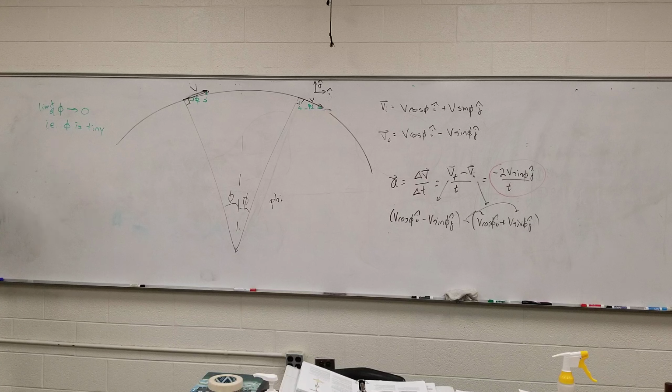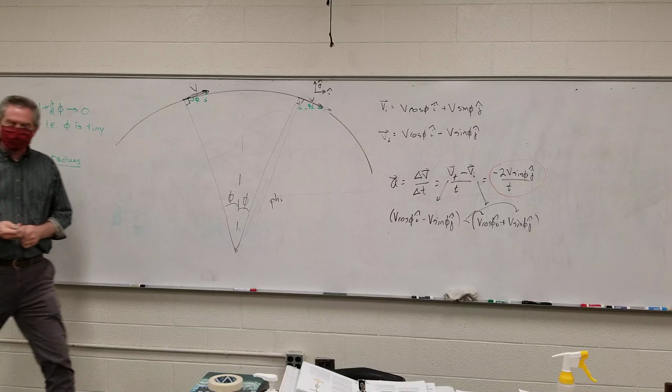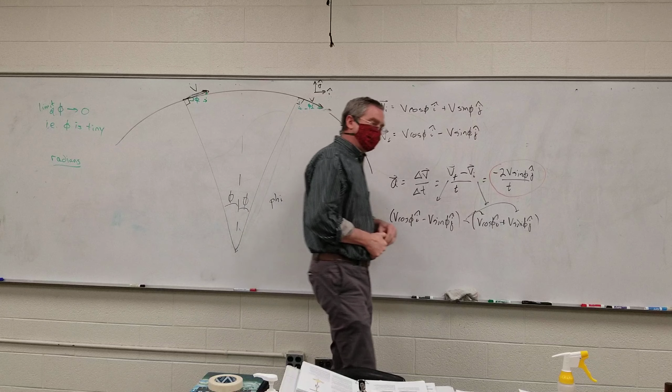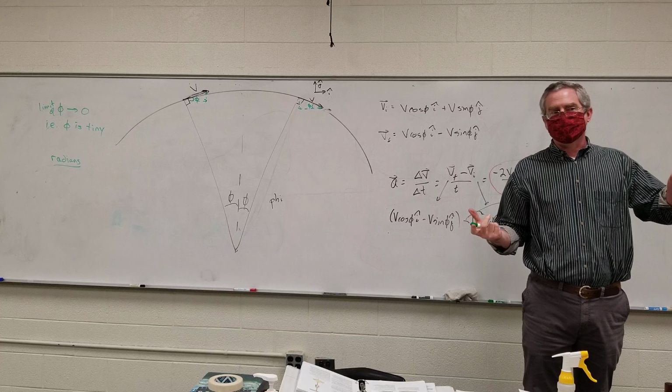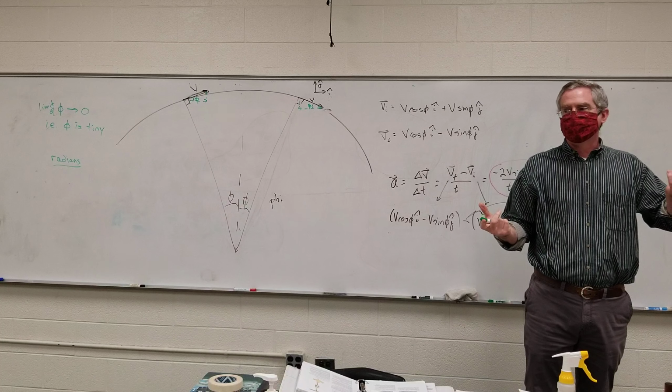The other bit is we need to talk about radians. And I can never remember which groups I've done the radian bit with or not. So I'll start out with a question I usually ask. Why are there 360 degrees in a circle?